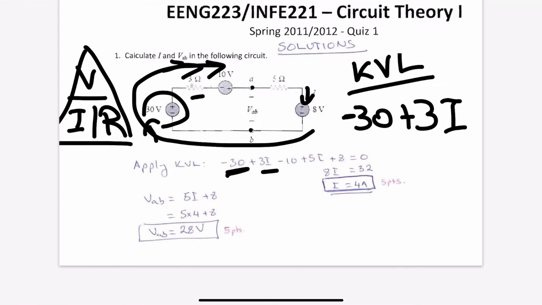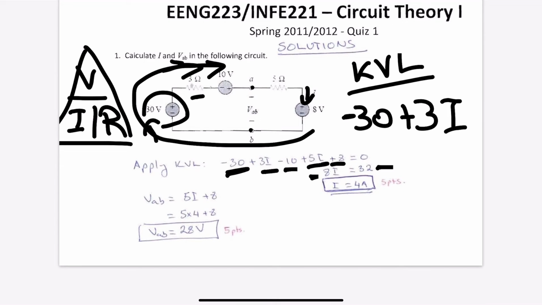We've got another voltage source and we're coming from the negative side. So we add a minus 10 here. Moving on to the 5, we're going to add a 5I. We're going to move to the 8 from the positive side this time, so we've got a positive sign next to the 8. That all equals 0. Taking the I's and the numbers on two separate sides, we've got 5I and 3I, which makes 8I. And we've got minus 30 minus 10, which is minus 40, plus 8, minus 32. Taken to the other side, it is 32. So 8I equals 32. Divide both sides by 8. We've got an I of 4 amperes.